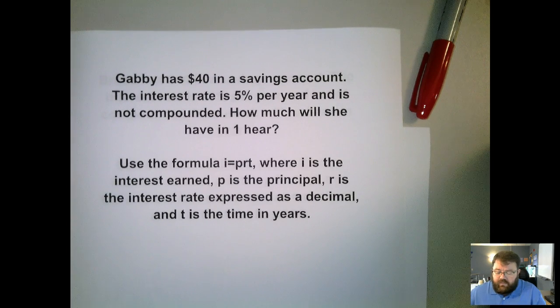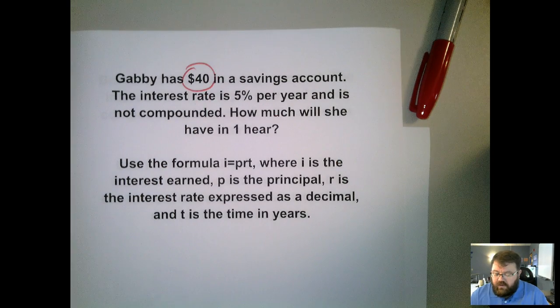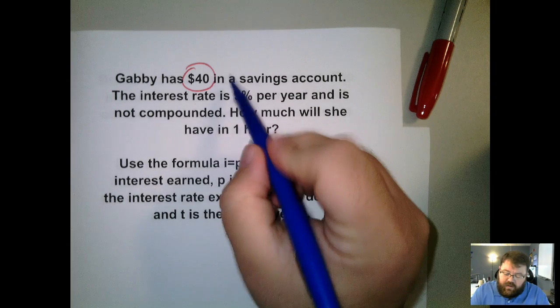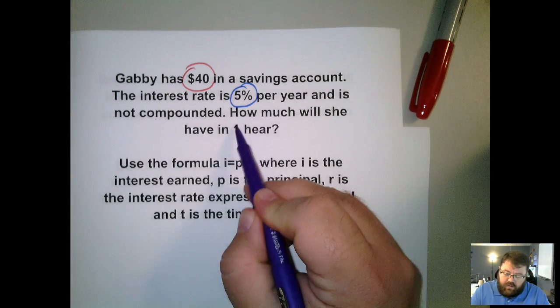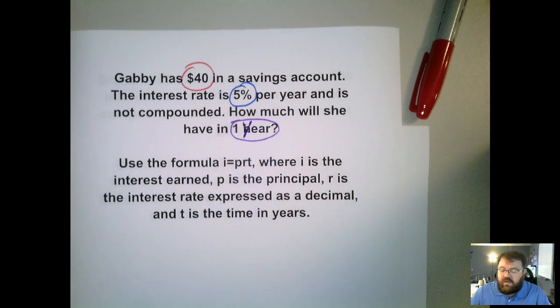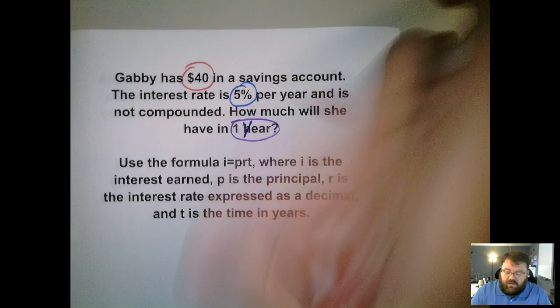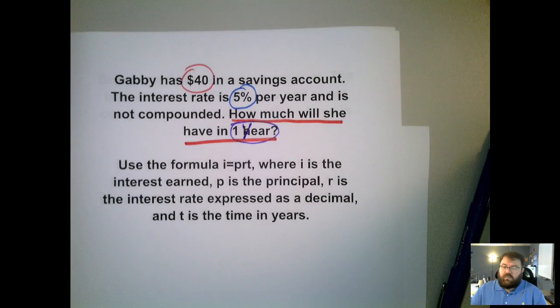Second one, Gabby has $40 in a savings account. She has an interest rate of 5% per year, and it's not compounded. How much will she have in 1 year? Now again, pay attention here, guys. How much will she have? Not what the interest is, but how much she will have.